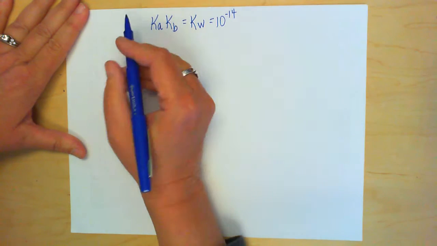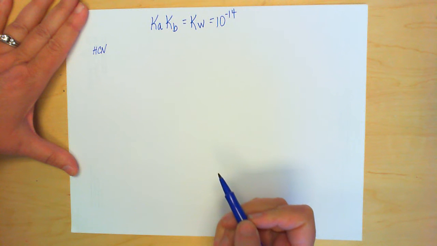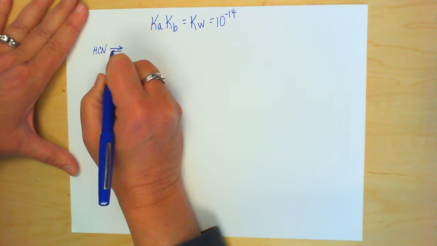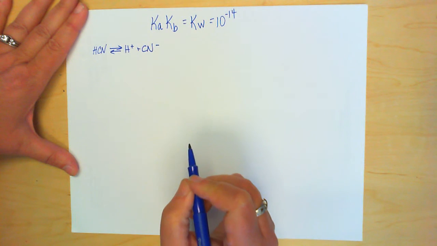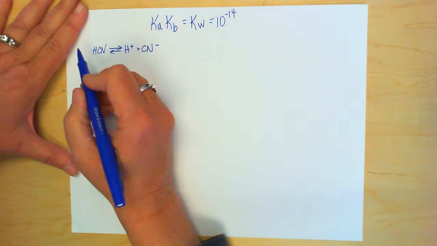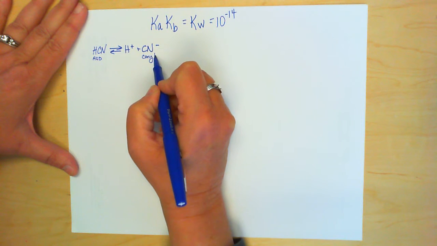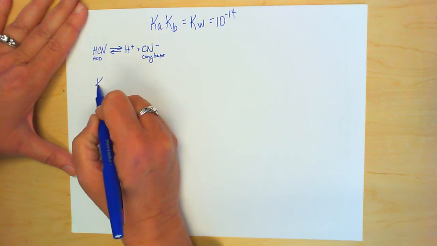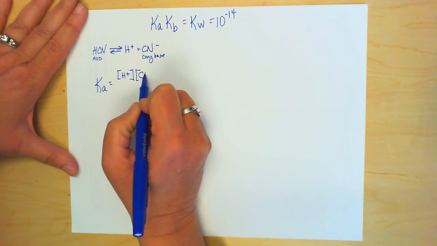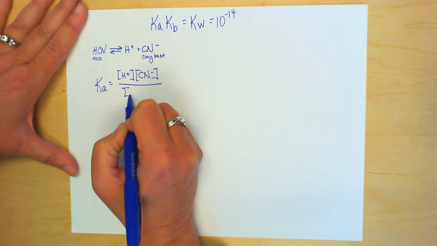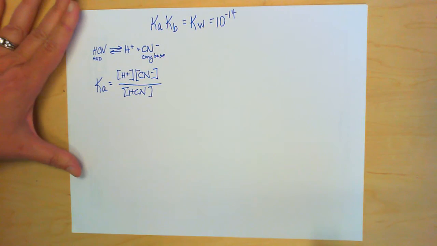So pick a simple acid, and we'll use hydrogen cyanide. When it dissociates, it's going to dissociate into H plus and CN minus. So when we look at this, this is the acid form, and this is the conjugate base. The Ka associated with this is H plus times cyanide, the conjugate base, over HCN. Looks pretty simple so far. It's just a simple Ka.